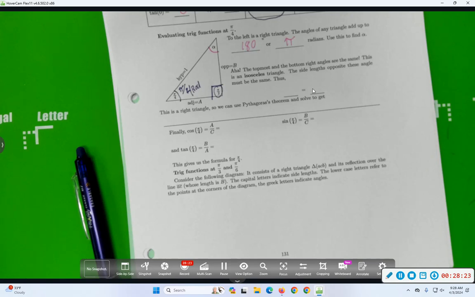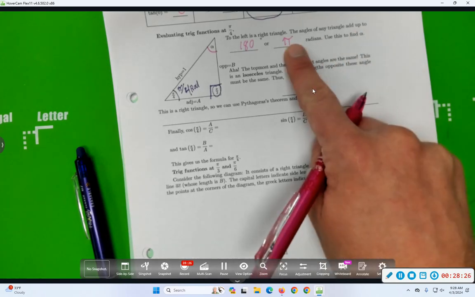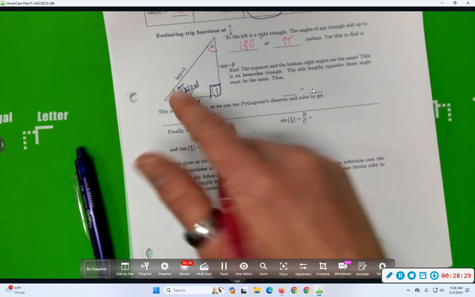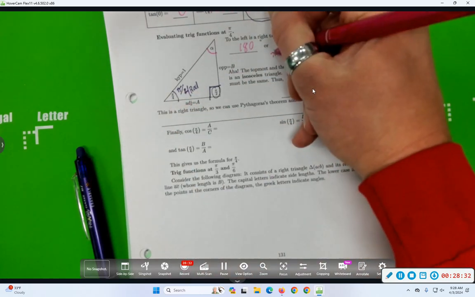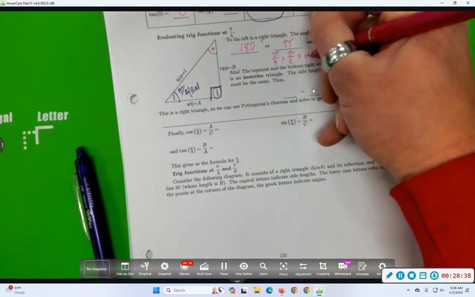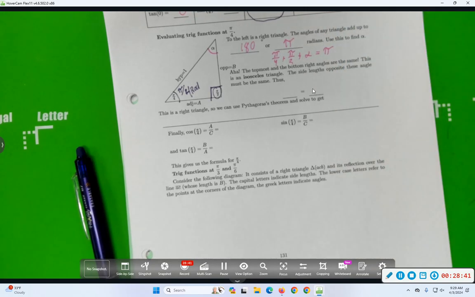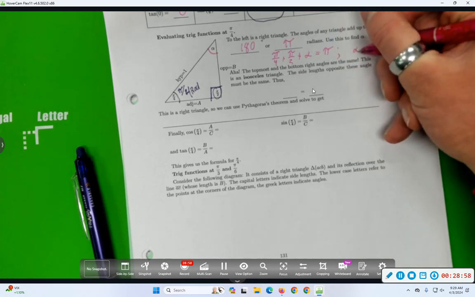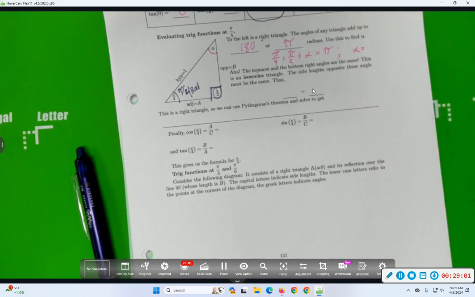Let's write down an equation. The angles have to add up to pi radians. Let's use that to find alpha. So down here I see a pi over 4 plus a pi over 2 from that right angle plus alpha equals pi. Do you think you could solve that for alpha? What do you get? Pi over 4. I hear a pi over 4. Do I hear a second?